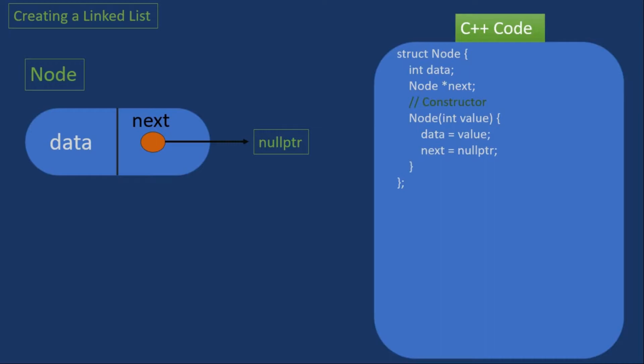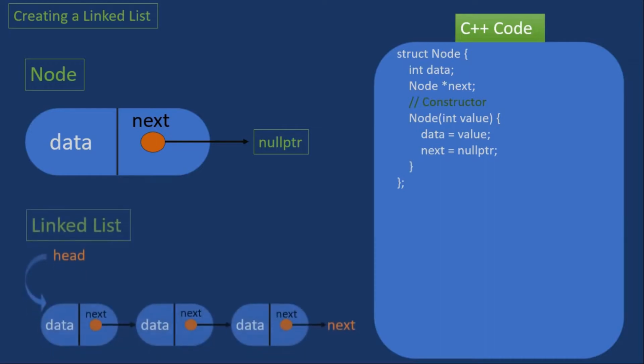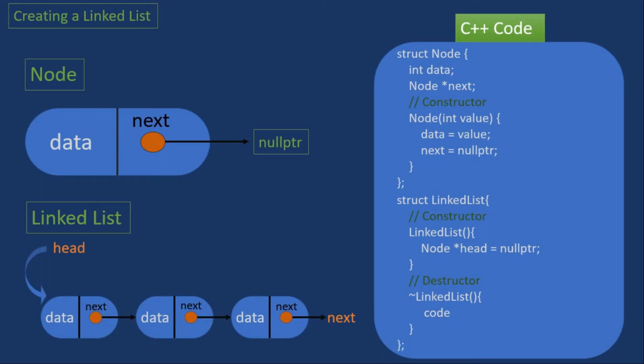So now we have a way to create nodes, so we can create a linked list, which is just a sequence of nodes linked together. And we create a linked list class, which will be our linked list. And for now, for our constructor, we only want to create a node head pointer, which will be initialized to null when an instance of a linked list is created. But we'll discuss the code for the destructor in the coming video.